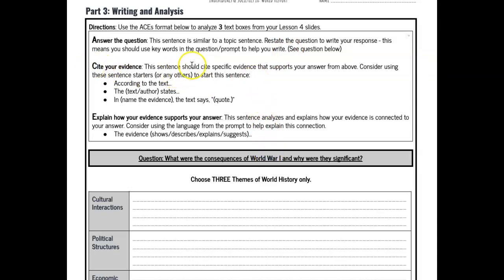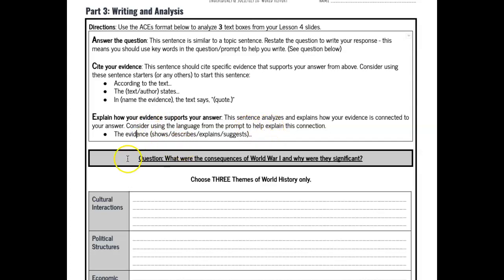When you cite your evidence, this means you're telling us specific information that supports your answer. You might consider using the following sentence starters. They are here. The E stands for explain how your evidence supports your answer. This sentence really analyzes and explains how your evidence is connected to your answer. You might consider using this sentence starter or any other to help explain this connection.